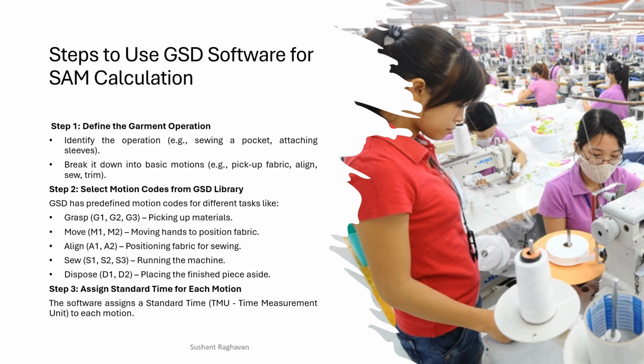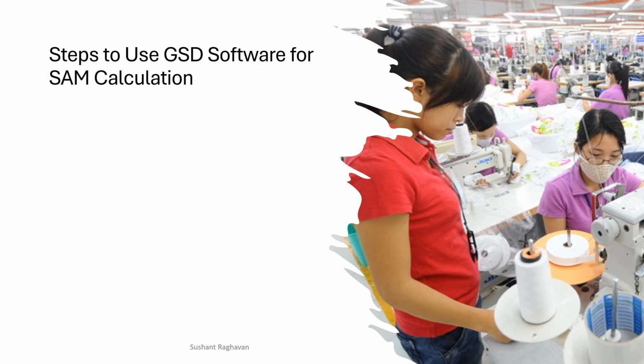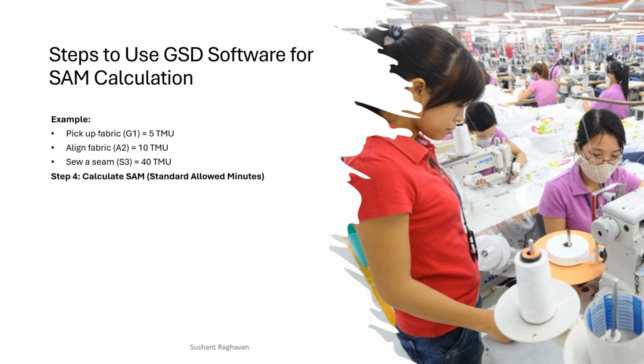Step 3. Assign standard time for each motion. The software assigns a standard time, TMU, time measurement unit, to each motion. Example. Pick up fabric, G1, is equal to 5 TMU. Align fabric, A2, is equal to 10 TMU. Sew a seam, S3, is equal to 40 TMU.